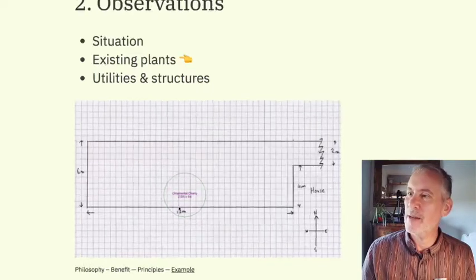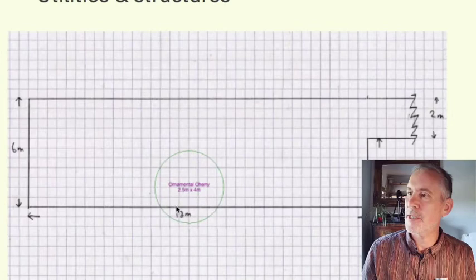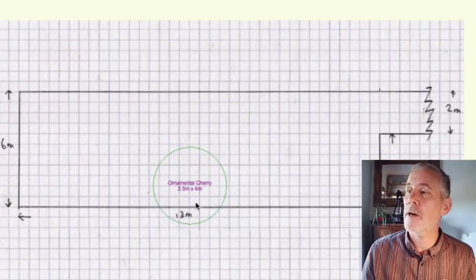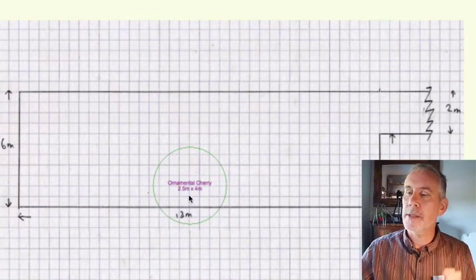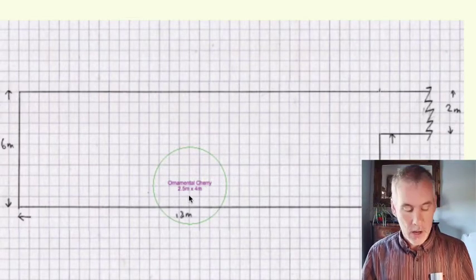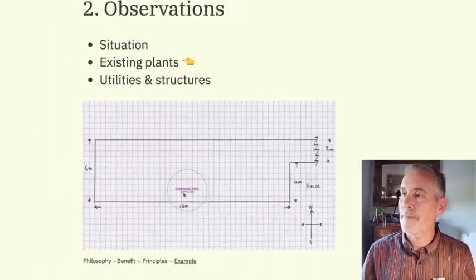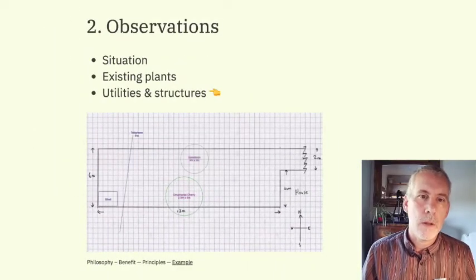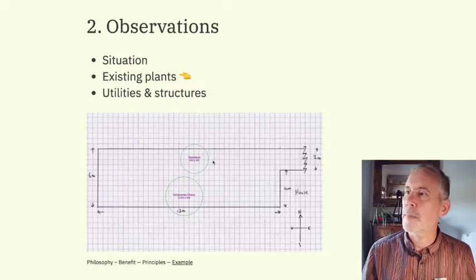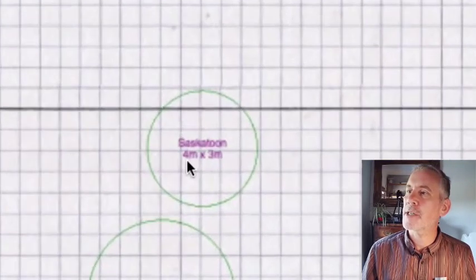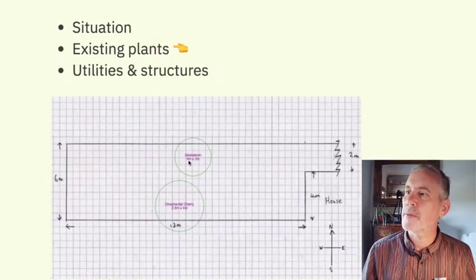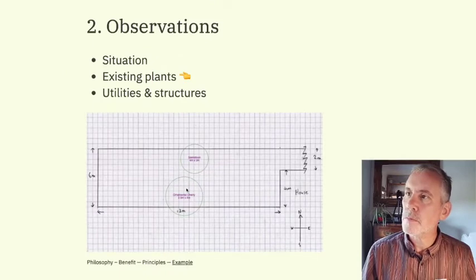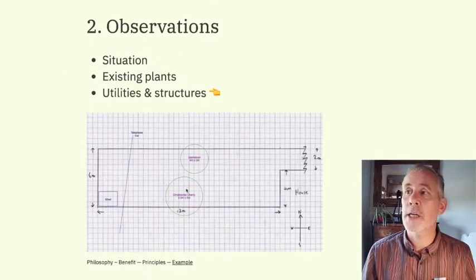So I'll zoom in. So this is kind of a rough idea. There is an ornamental cherry, 2.5 meter diameter and 4 meters high. So that kind of goes in. That's the first thing that we've done. Next up, existing plant. Oh, and then there's a Saskatoon already there as well. So 4 meters by 3 meters. And then we add the utilities and the structures.